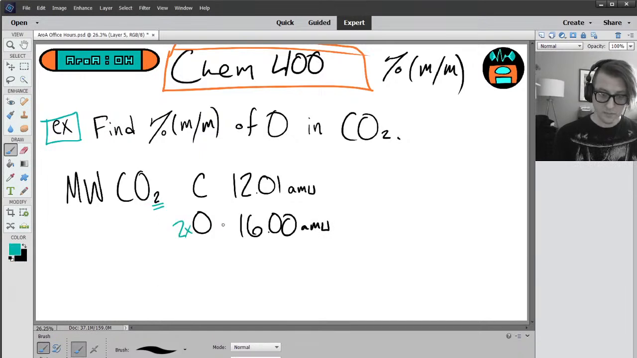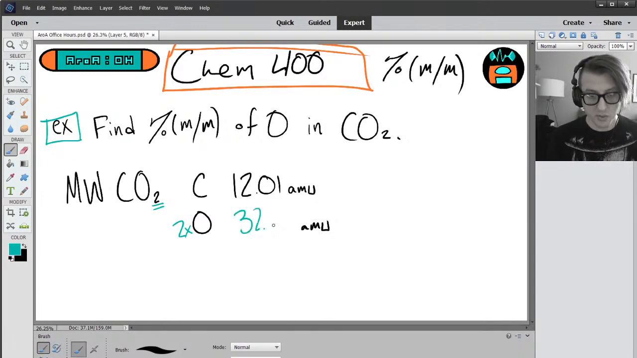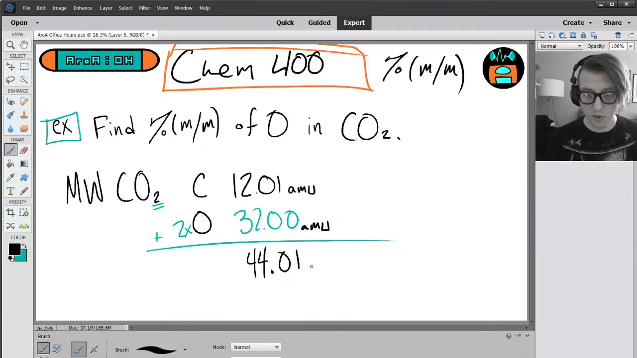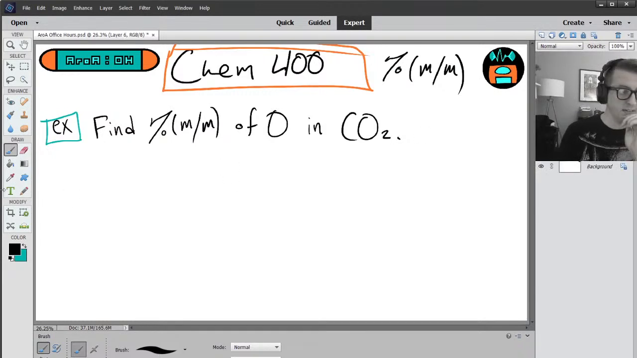So we need to multiply 16.00 by 2 because we actually have 2 of them in the compound. Once you do, our total mass of both oxygen atoms will be 32.00 AMU. Now we can add these together to get the molecular weight of, sorry, not of carbon, of carbon dioxide, 44.01 AMU. Once we know the molecular weight, now we can actually calculate our percent mass.